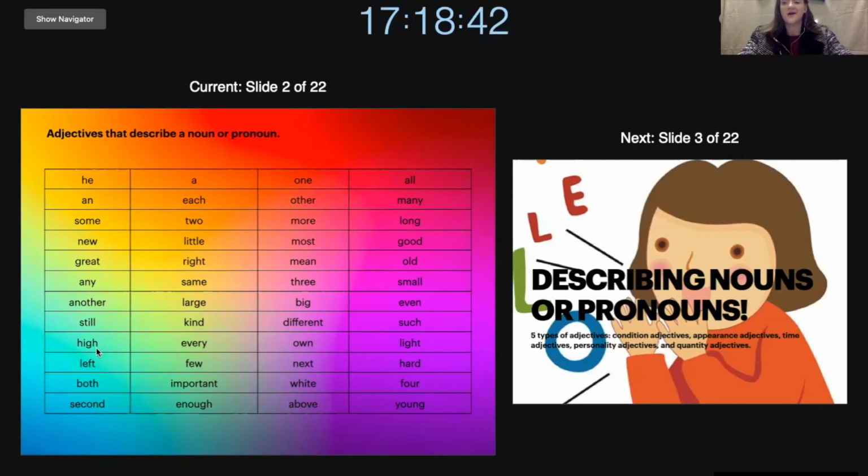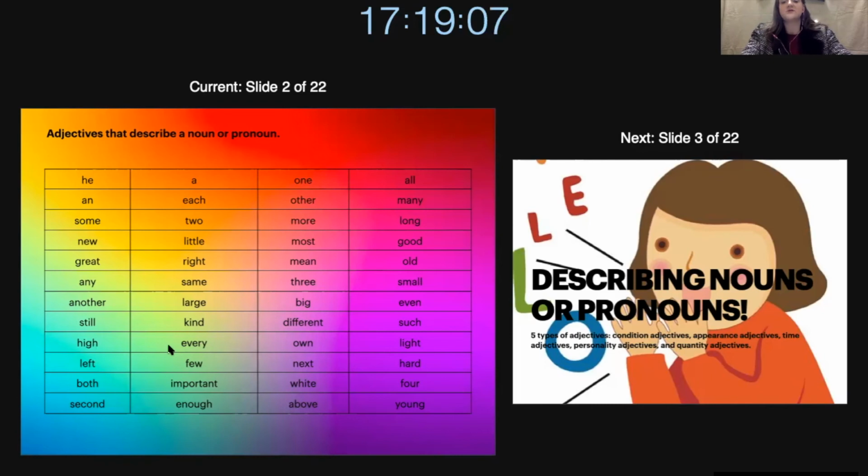Next one is high. So high will be high in the air, or "hi," but that's not really correct. If you want to say hello, then it will be "hi." But if it's high, like in this case, then it will mean how high in the air is it, or how high above you is this.